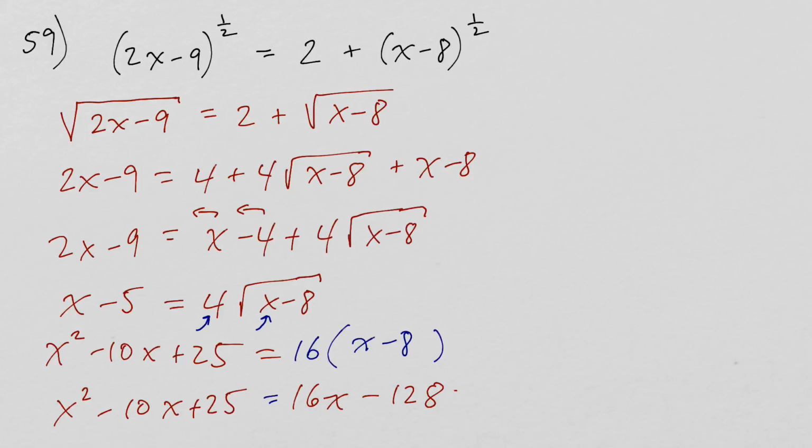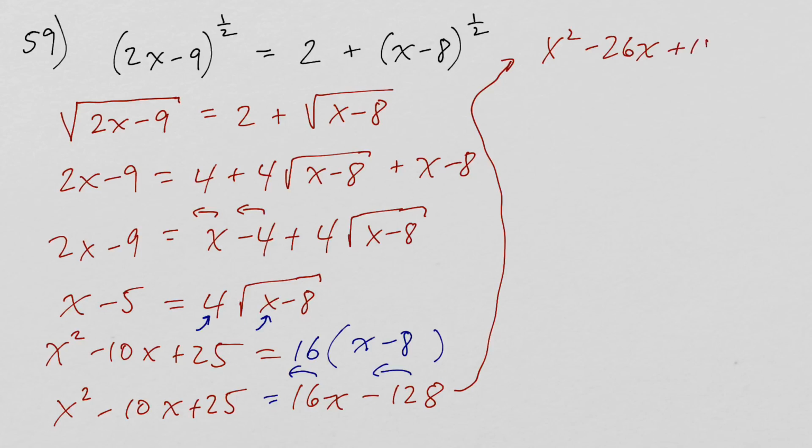Now this is a quadratic equation, so I have to set it equal to 0. I'm going to bring the 16x over. So I'll get x squared, negative 10 minus 16 is negative 26x, and I'll bring the negative 128 over by adding it, and I'll get a positive 153. Okay, so I'm going to factor this. Now this is a tough one to factor, but I know that they're minus and minus, and I'm trying to add up to get to 26.